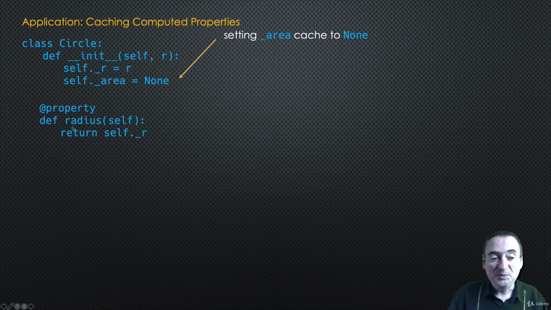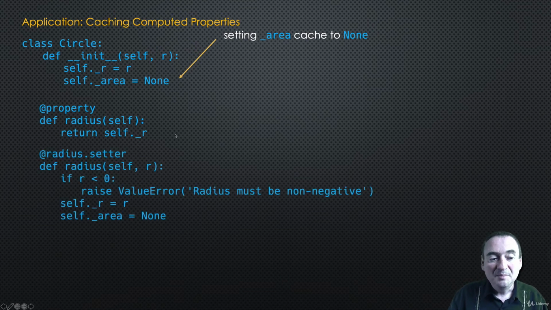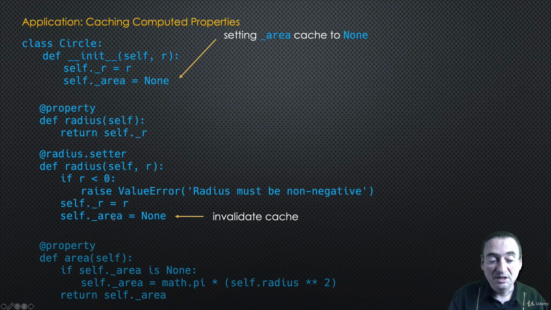Now I create a property, so this is now the getter for radius, and all it's going to do is just return self._r. So nothing fancy there. But for the setter, I'm going to do a few things. First of all, I'm going to make sure that you cannot set a radius that is less than 0. So I'm going to raise a ValueError if r is less than 0. Then I'm going to store r in _r. The other main thing is I've invalidated the cache. As soon as the radius changes, I make my _area None.